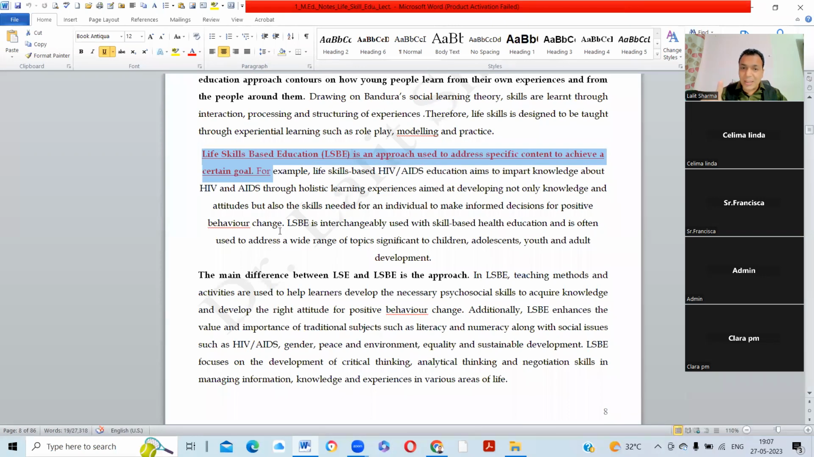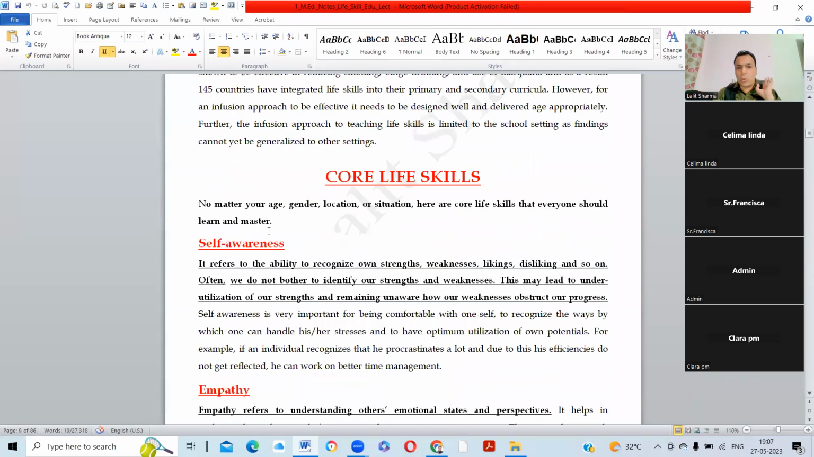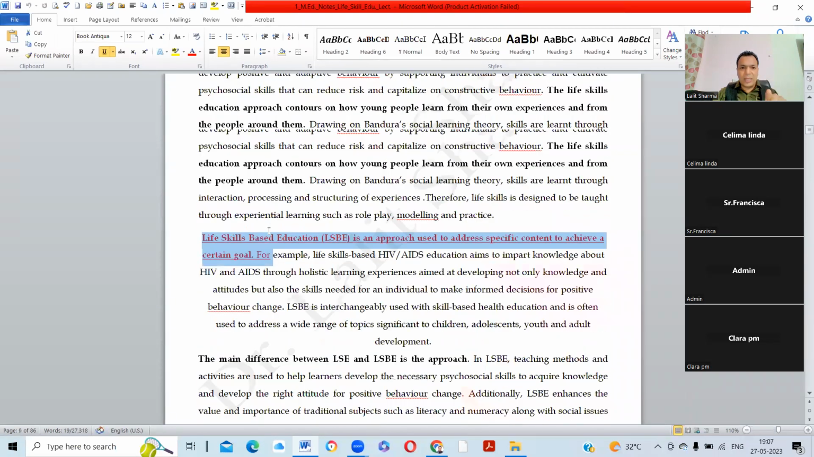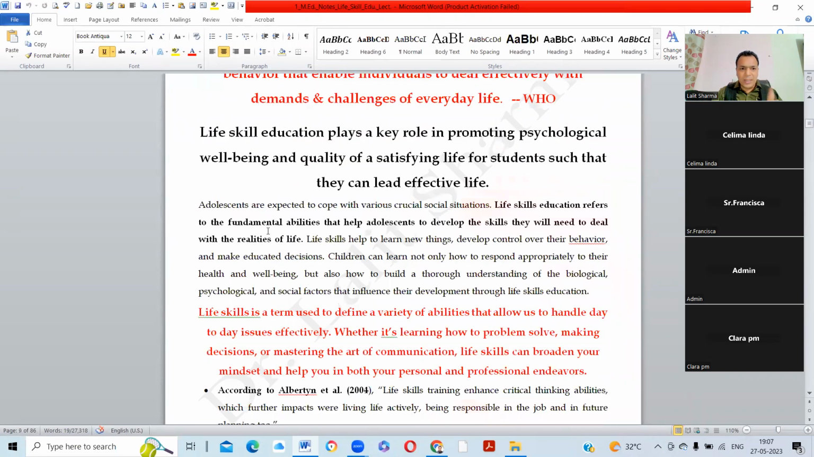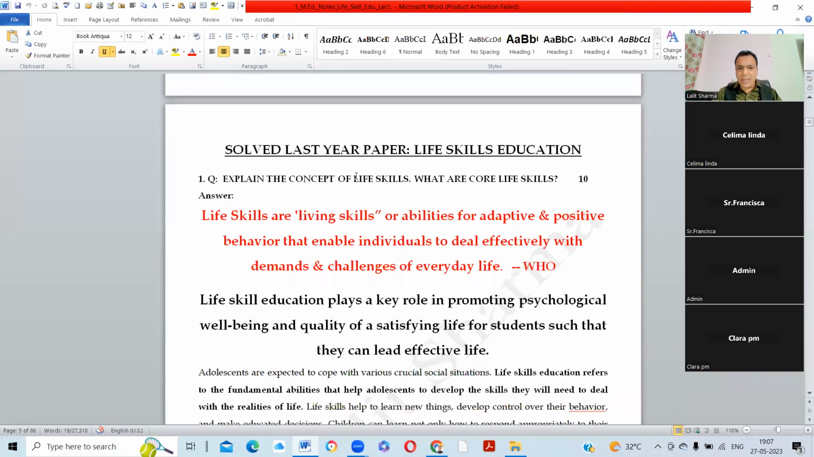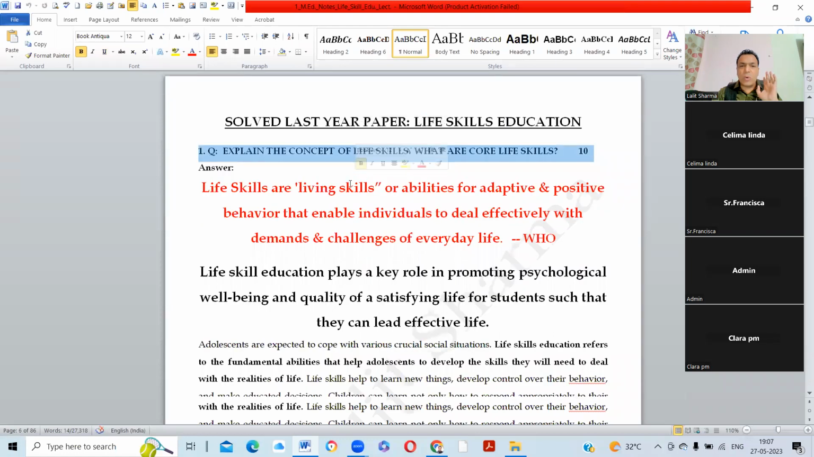What are the life skills and what are the core life skills? Okay, so in the first one or two pages you talk about the life skills, which I have explained. Then you have to make the heading of the core life skills, right, guys? Core life skills. This was our question, you can see the question. Explain the concept of life skills and what are the core life skills.